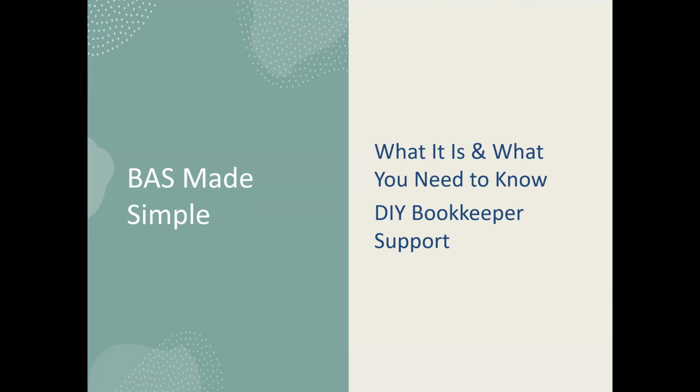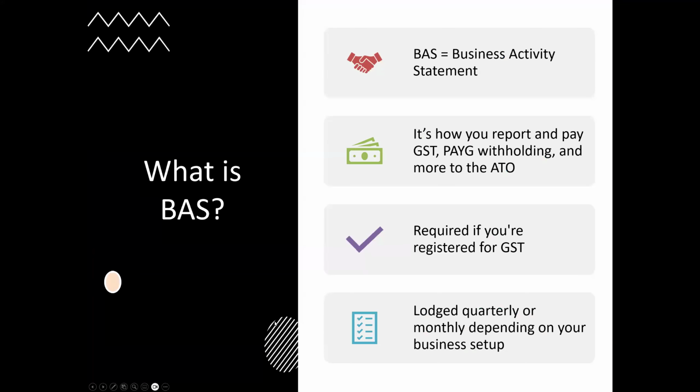And today it's all about your business activity statement. Now everybody talks about BAS. What does that mean? Well, BAS means business activity statement. So what is it in a bit more detail? It's how you report and pay GST, pay-as-you-go withholding, and more to the ATO.